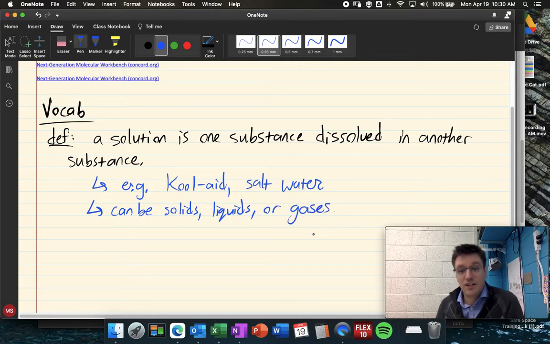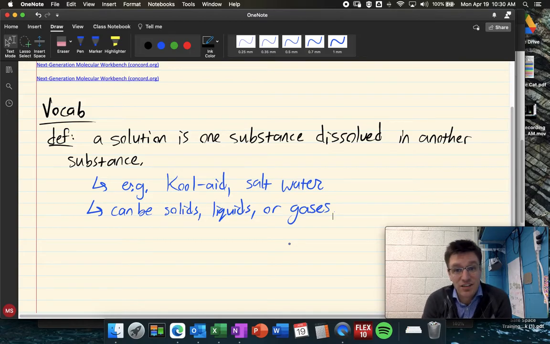solutions of solids, like steel, for example. I don't have an example of steel around me to show you, but steel is the most common metal that we encounter. And steel is not a pure metal. It's not a metal element. It's mostly iron, but there's some nickel, sometimes some chromium. There are other things mixed in with the iron, and that's a solution, okay?